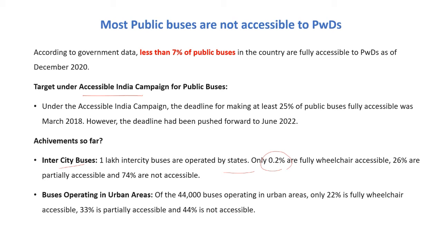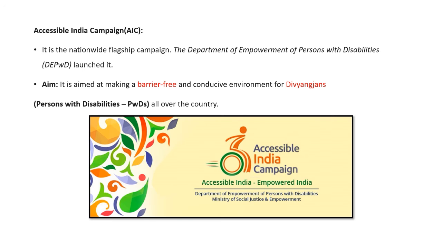Buses operating in urban areas: almost 44,000 buses operate in urban areas. Only 22% are fully wheelchair accessible, 33% are partially accessible to the public, and 44% are not accessible. So here we have to focus on disabilities in this program or campaign.